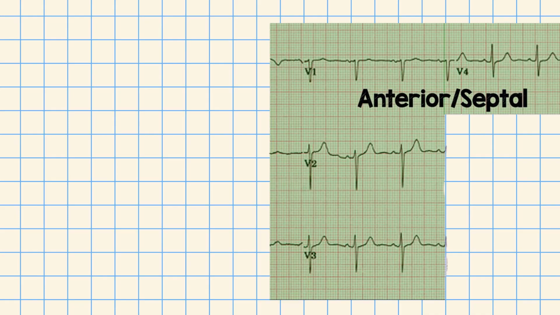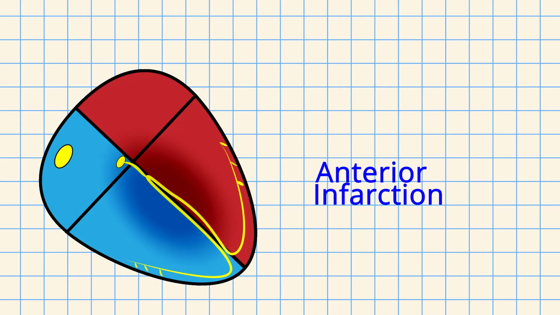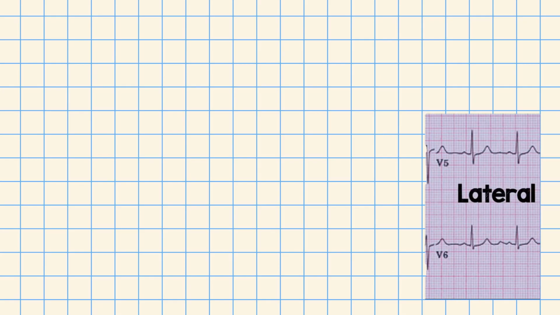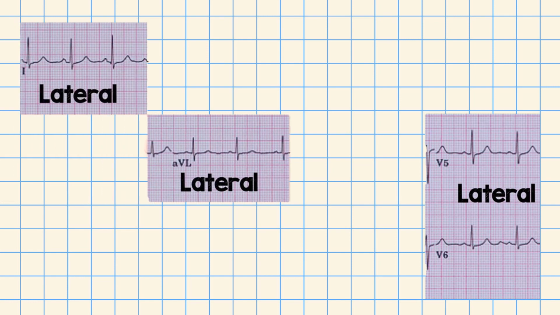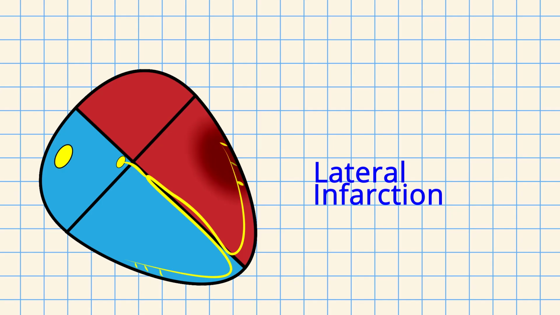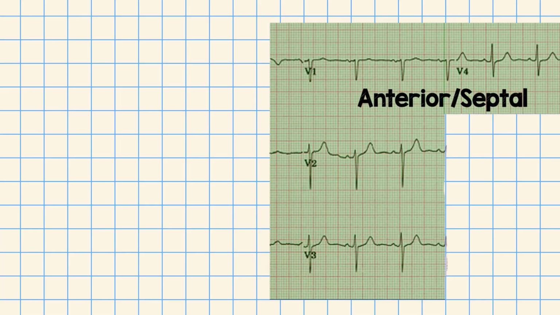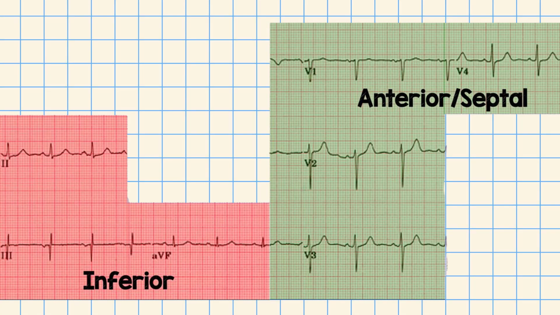If the ST elevation is in V1 to V4, you know this is an anterior myocardial infarction. If this is from V5 to V6, lead 1, AVL, you know that is a lateral myocardial infarction. So we've seen anterior, we've seen inferior, and we've seen lateral. How do we identify posterior?